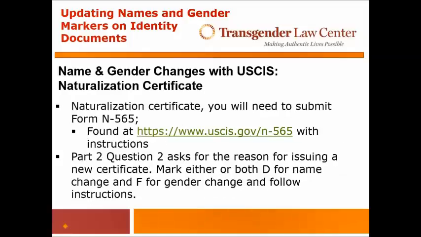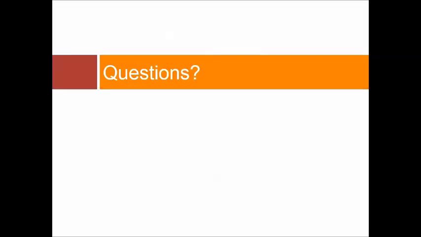And now we are going to move on to updating the name and gender on a U.S. Naturalization Certificate. A person needs to use Form N-565, and we've included a link to this document on the slide. Within this form, under Part 2, Question 2, a person needs to mark both D for name change and F for gender change, and then follow the other instructions. And that is all. I'm going to pass this on to Sasha.